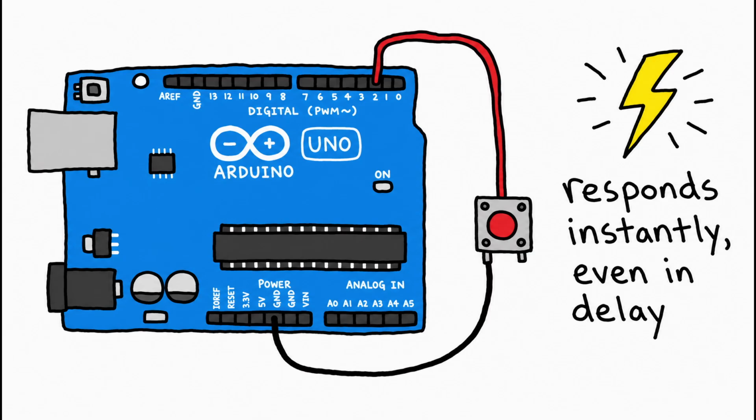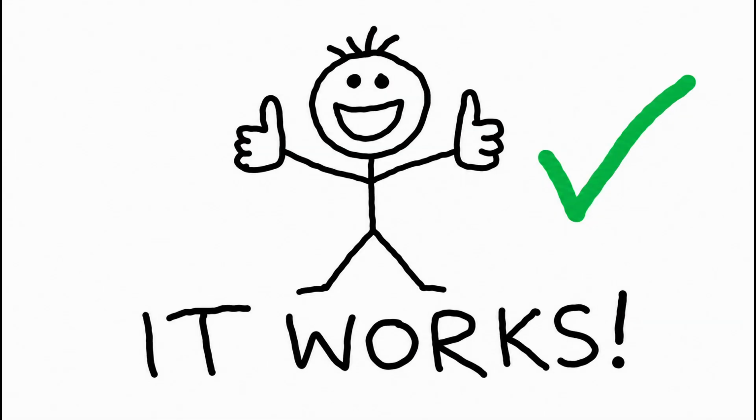Try it yourself. Wire a button to pin 2 on an Arduino Uno, attach an interrupt, and notice how it responds instantly, even when your loop is stuck in a delay. That moment of it just working, that's a good one.